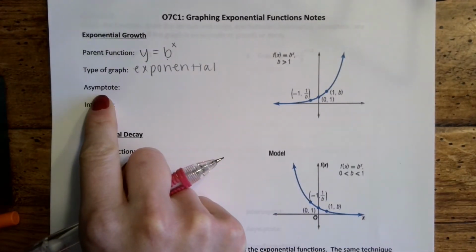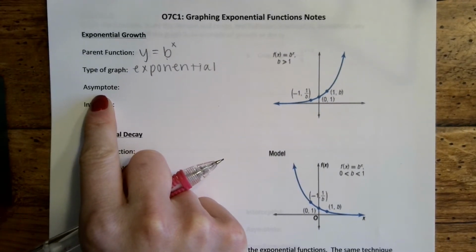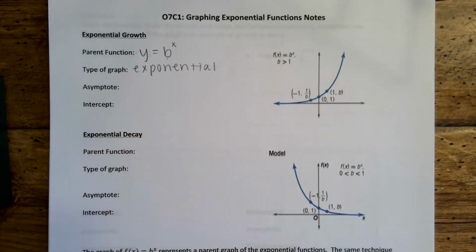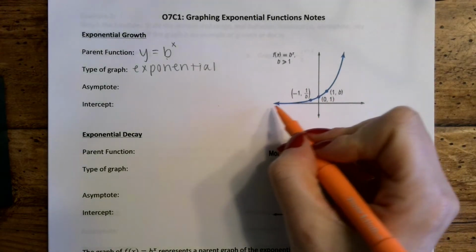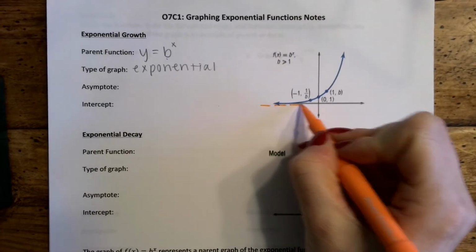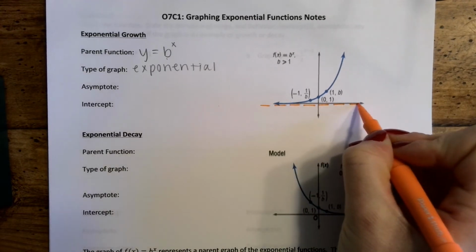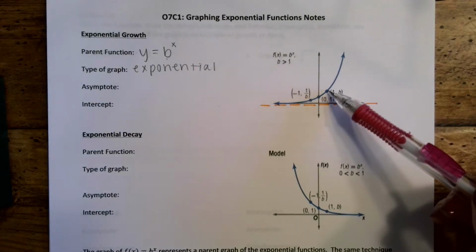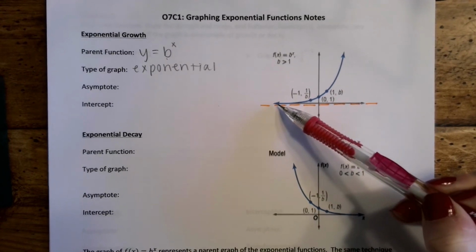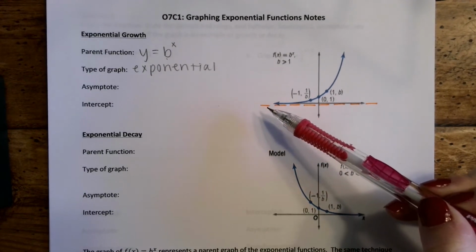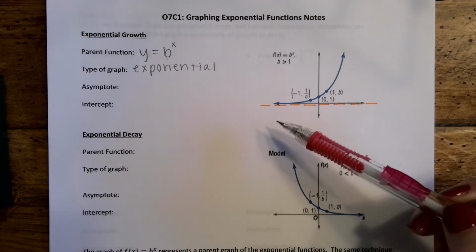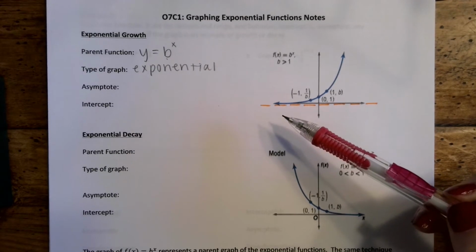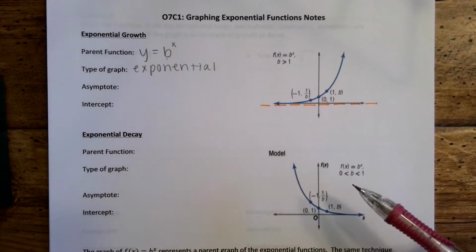This word asymptote we haven't seen before. An asymptote is a line that your graph gets very, very close to, but never quite touches or crosses. So in this case, our asymptote is going to be on the x-axis. I'm going to draw it in here with some dashes. You'll see that our blue line is getting very, very close to this dashed line. It's almost going to look like it's touching it, but in fact, it never quite touches it. It just gets very, very close to that asymptote.